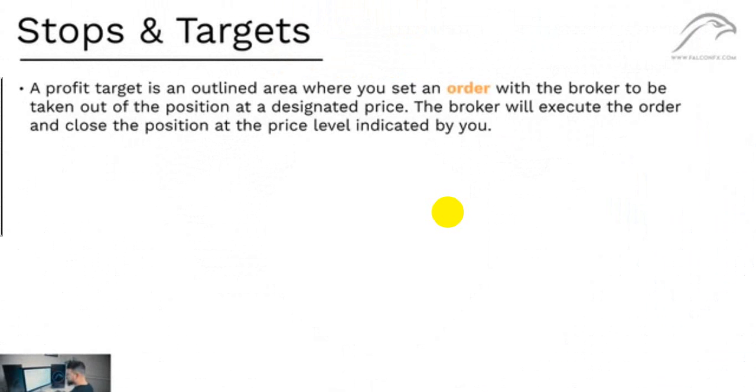So stops and targets. A profit target, if we look more at the target side, is an outlined area in which you set an order with the broker to be taken out of the position at a designated price. The broker will then execute that order and close the position down for you at whatever level is indicated by yourself where it's set.